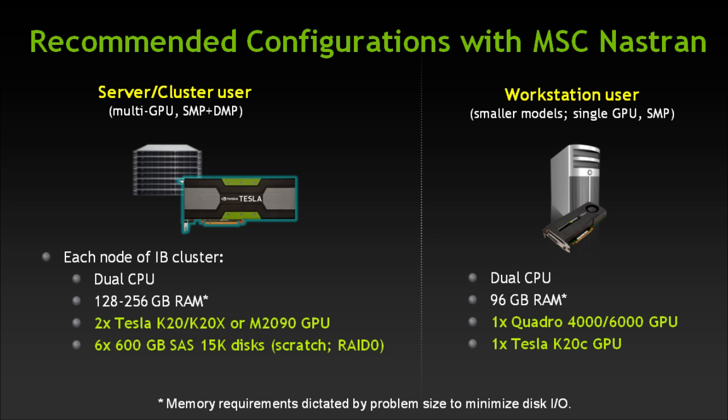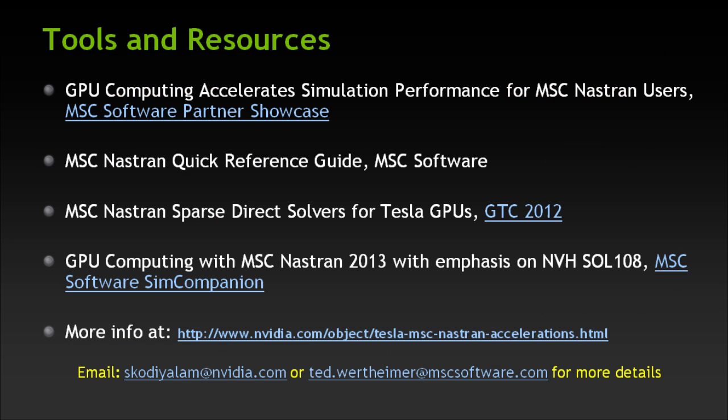M2090 GPUs are the GPUs recommended on the server side. Memory is extremely important. Configure each node with at least 128 gigabytes of memory. As my colleague Ted pointed out, memory these days is very cheap, so it's not a pricey item. It's good to configure with sufficient memory so I/O is minimized. And on the workstation side, for smaller models and single GPU acceleration, memory is again important, about 96 gigabytes.